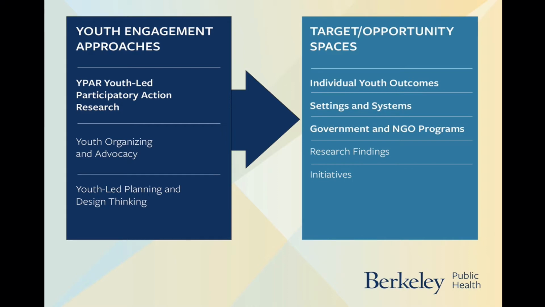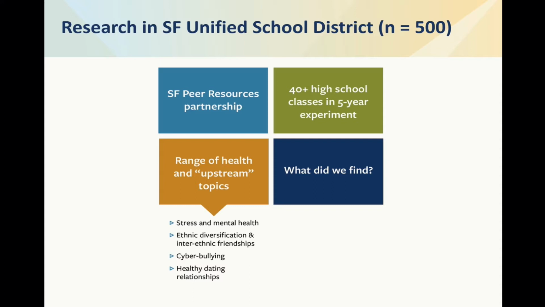In my work as a scholar, my questions are about how youth-led participatory action research affects the individual youth who participate in a range of different ways, but also the settings and systems, the school systems or health systems in which they participate. So one empirical example of this is a study that I conducted in San Francisco Unified with San Francisco Peer Resources. We had 40 high school classes randomized to either participate in participatory research or in standard peer education.